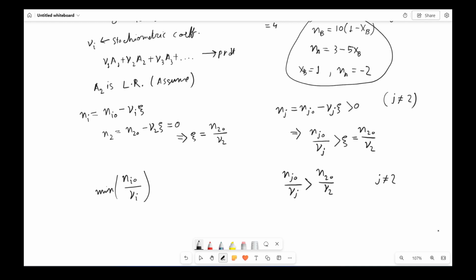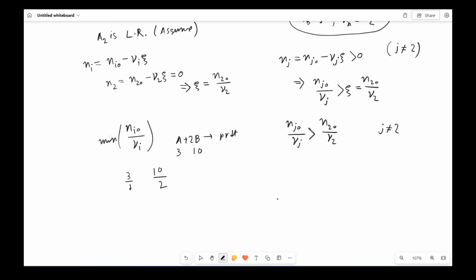In our previous case, A plus 2B gives product. A has 3 moles and B has 10 moles. Now, if you use this technique, 3 divided by 1 gives 3 and 10 divided by 2 gives 5. In this case, 3 is the minimum, so the limiting reactant would be A.